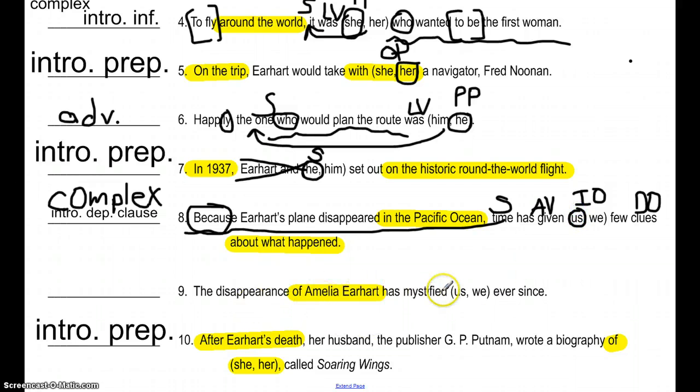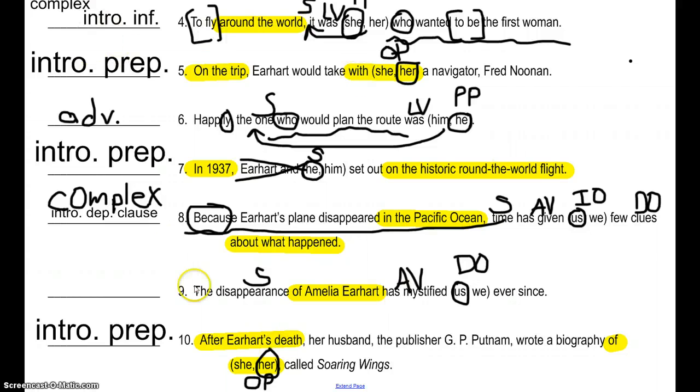The disappearance has mystified us or we ever since. Subject is disappearance. It has mystified. Has mystified whom or what? Sounds like I've got a direct object, and the only one that can do that job is us because it's an object pronoun. And then here, of, she, or her, I had highlighted because it's a prepositional phrase, which means that the job here is going to be object of a preposition, which means I need an object pronoun, and her is on my list of object pronouns.